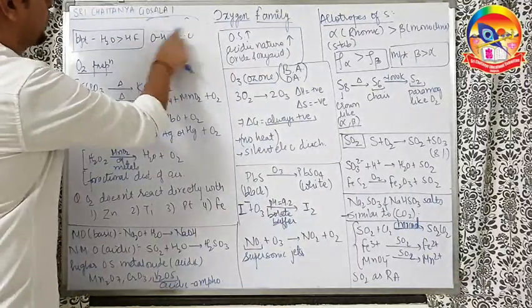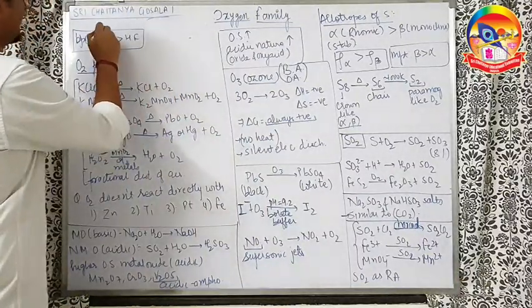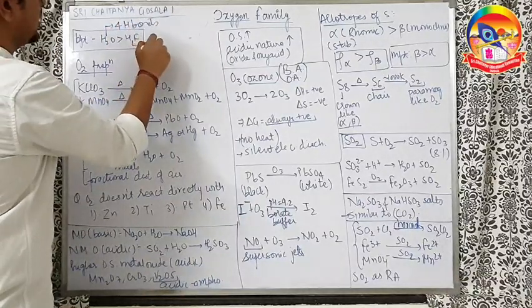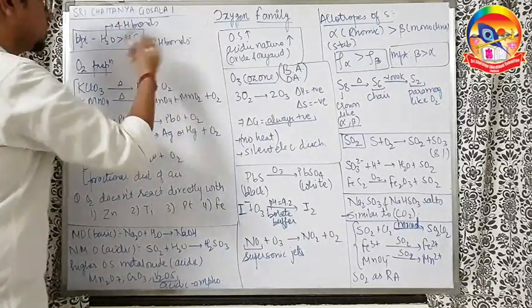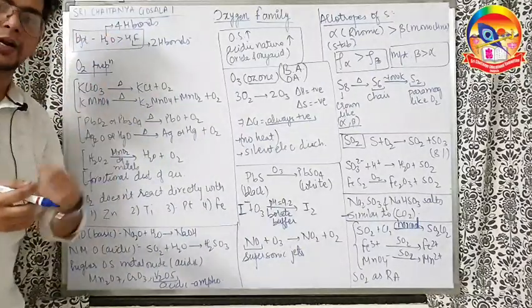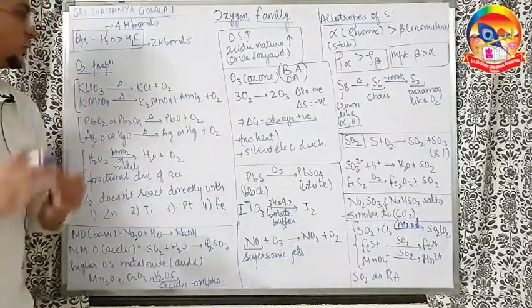Why? Because water can show per molecule 4 hydrogen bonds and HF shows per molecule only 2 hydrogen bonds. So water has a higher boiling point. Why? Because more number of hydrogen bondings are there per molecule.